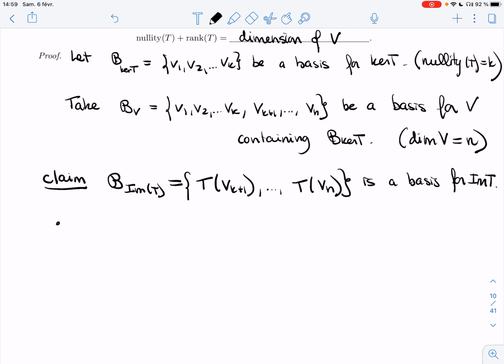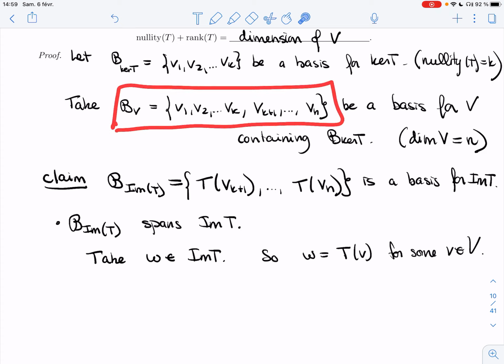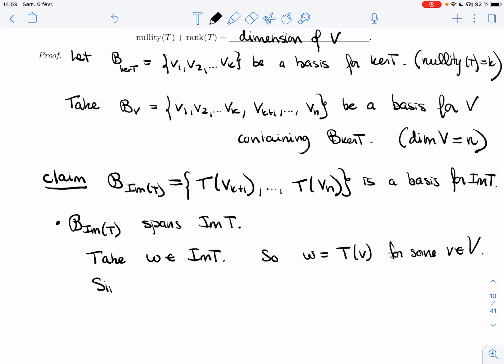I need to prove that it spans, so let's start with that. I need to prove that this spans the image of T. All right, so I'm going to take w in the image of T, and so that means w is T of v for some v in V. I have a basis for V right here, so that means I can write this small v as a linear combination of these. We could do it in a unique way, but that doesn't matter right here.